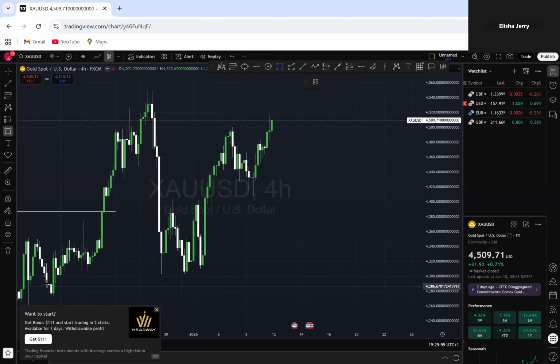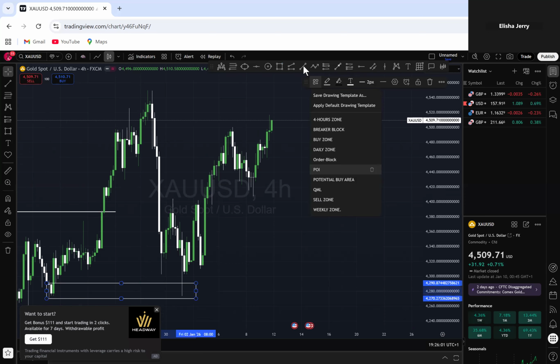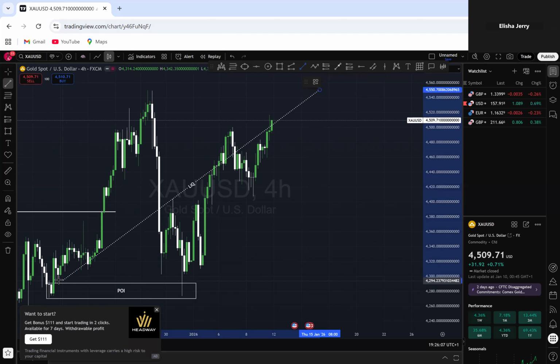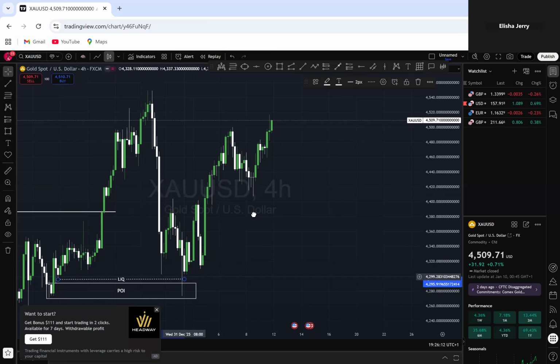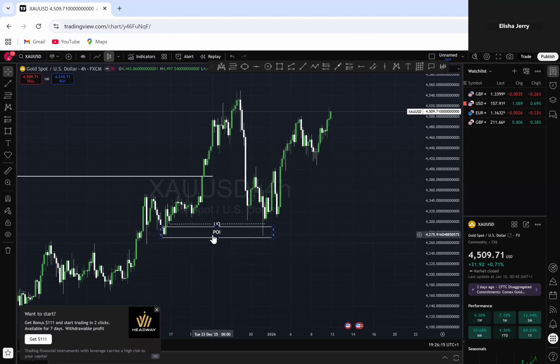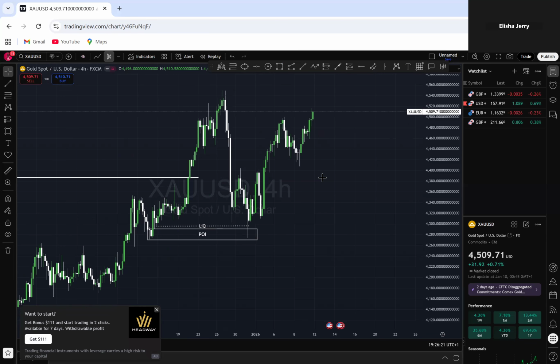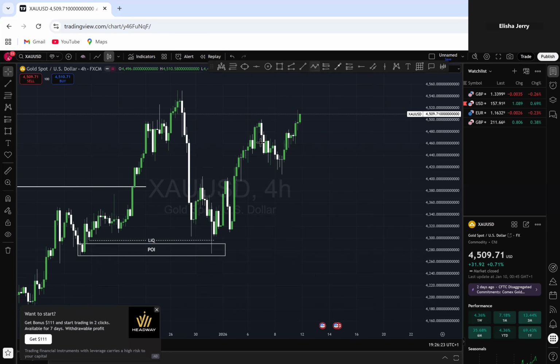So we have price reacting off this zone as a POI, and then we have our liquidity. So we have basically our structure, liquidity, and then order block. Now, for a continuation of this trend, we want to spot where the last break of structure happened. You know, we had a change of character around here.